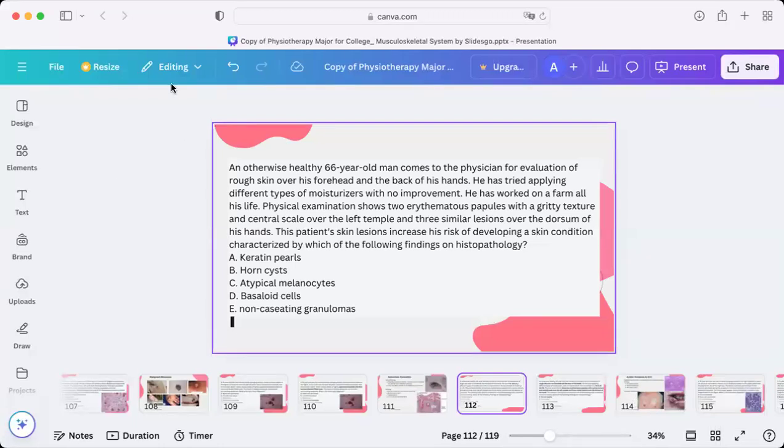R, why are we saying it's B? Why are we thinking it's horn cysts? Yes, period. You're right. Or dot. I don't know. Period or dot.